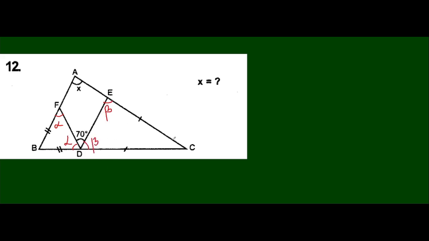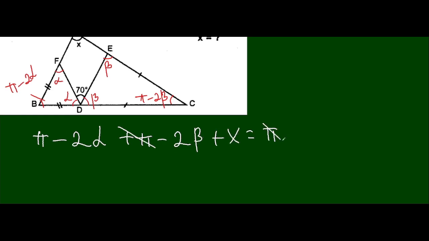So the next step is to know that this will be pi minus 2 beta. This will also be pi minus 2 alpha. And from the triangle ABC, we know that pi minus 2 alpha plus pi minus 2 beta plus x will be equal to pi. And one pi will be cancelled, and we'll get just 2 alpha plus 2 beta will equal pi plus x.